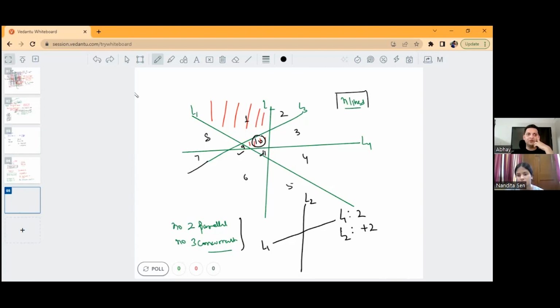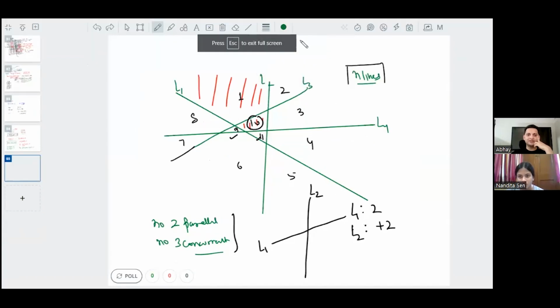So what happens if you add the third line, which is non-concurrent, non-parallel? How many regions get added? 3 regions. And can you define these 3 regions? Basically, can you justify how there would be 3 regions which would get added? One completely bounded and 2 non-bounded.